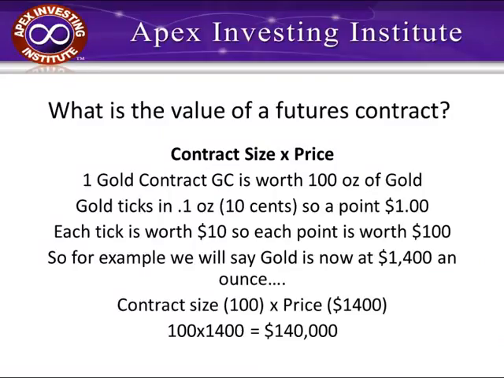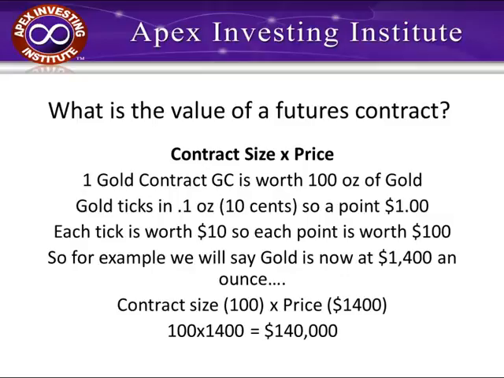The symbol for gold is GC. You can find that on cmegroup.com under metals and then gold. And it's worth 100 ounces. One futures contract of gold is 100 ounces of gold. And it says that every tick, it ticks in 0.1 ounces. So a point is a $1 move, okay? And then it says every tick on CME Group, you find out every tick is worth $10. So every point is worth $100.